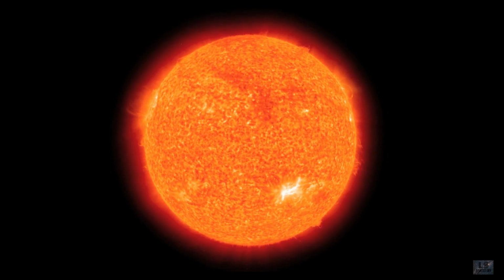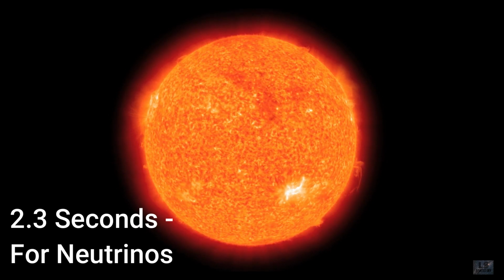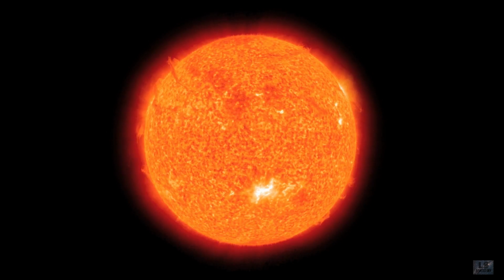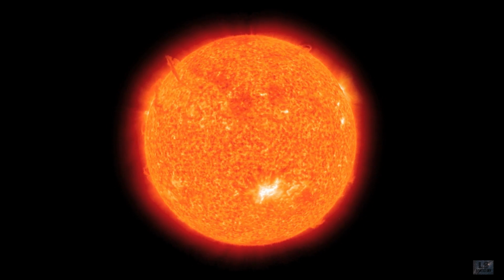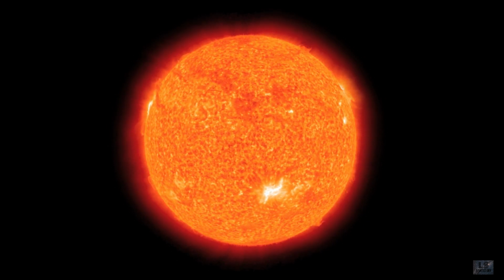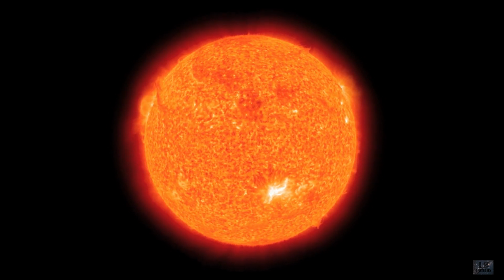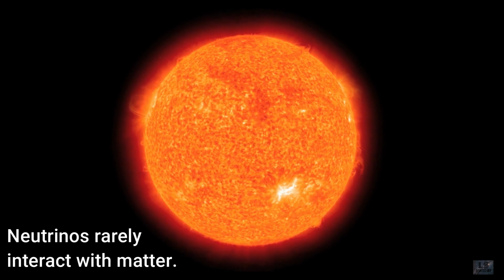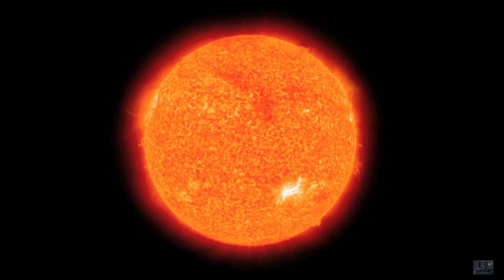In contrast, it takes only 2.3 seconds for the neutrinos, which account for about 2% of the total energy production of the Sun, to reach the surface. Neutrinos are also released by the fusion reactions in the core, but unlike photons, they rarely interact with matter, so almost all are able to escape the Sun immediately.